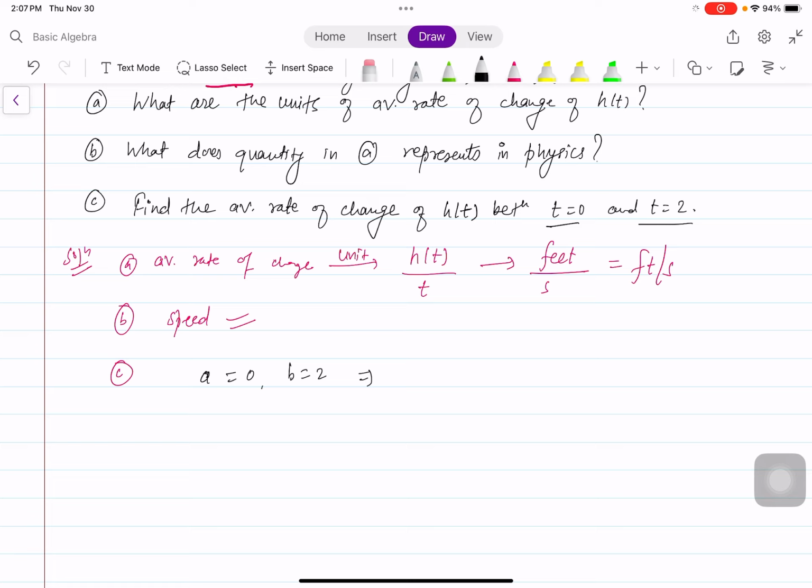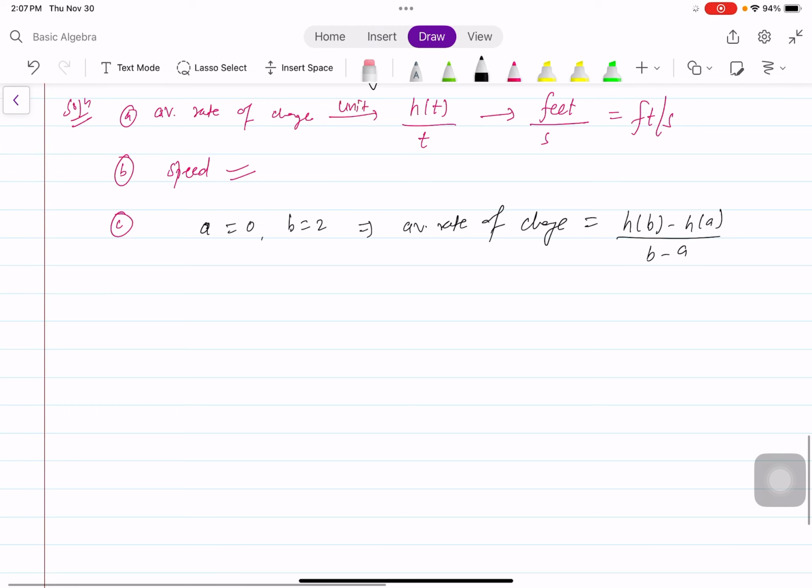So the average rate of change is given by h of b minus h of a over b minus a. So how to find these values? It's simple. What is h of b? 90b minus 16b squared, minus h of a. h of a is 90a minus 16a squared, right? This is over b minus a.